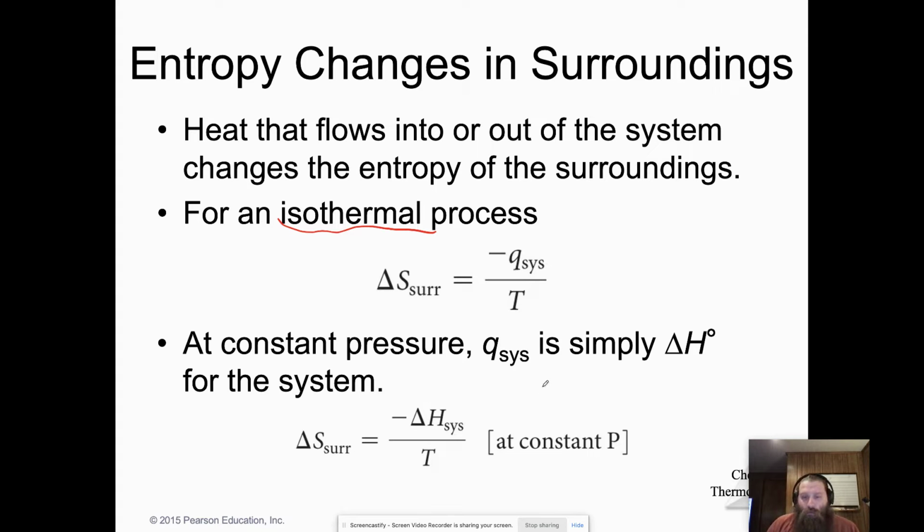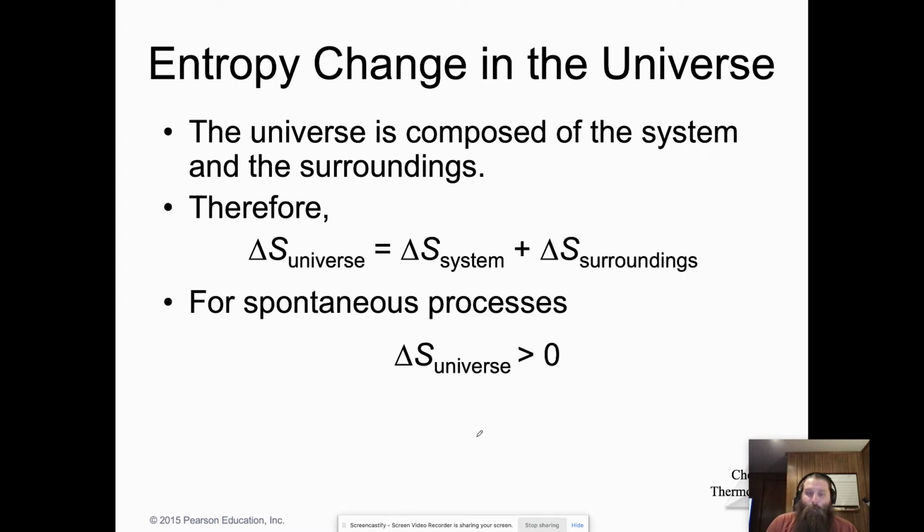And at constant pressure, it's important to know that q of the system is going to equal the enthalpy of the system. There we go. So we can sub this in for our equation. Remember, we can usually get those from Hess's law or from a table, depending on what we're trying to calculate. If we want to look at entropy change in the universe as a whole, then we have to examine both the system and its surroundings.